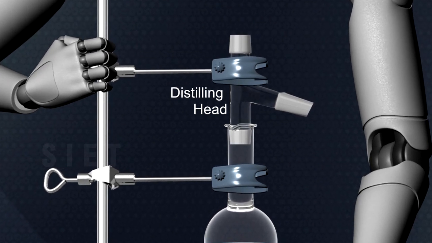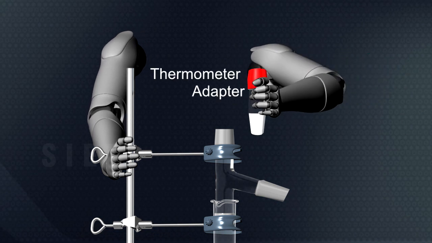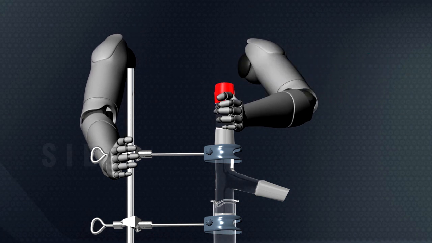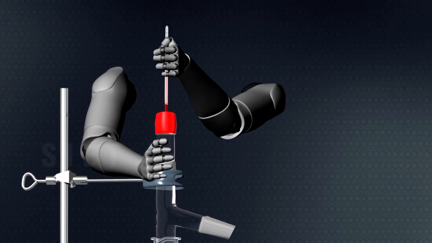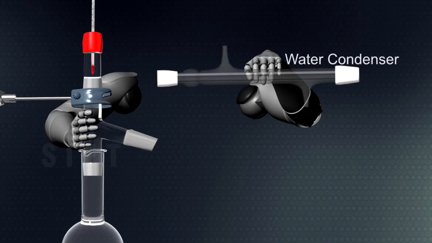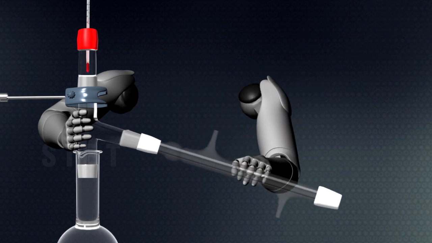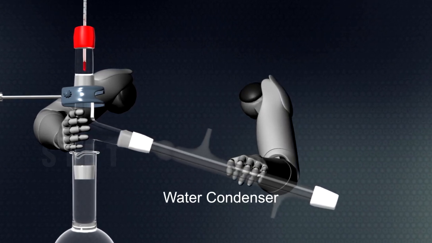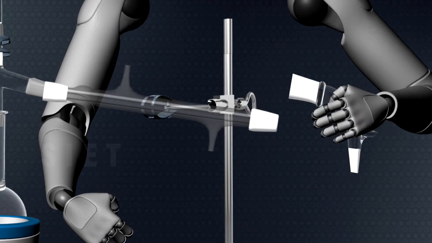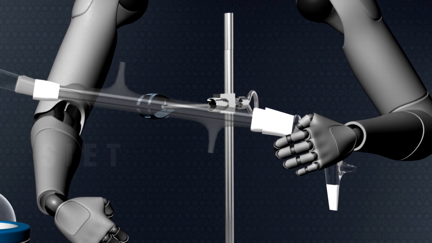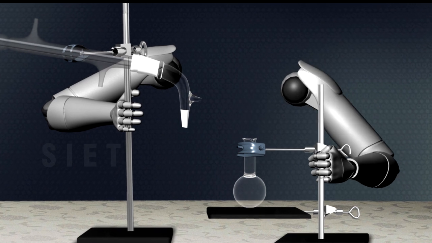Connect a distilling head to the RB flask and a thermometer adapter to the distilling head. Insert a thermometer through the thermometer adapter. Connect a water condenser to the outlet of the distilling head. Then, connect a vacuum adapter to the water condenser and connect a 100 ml RB flask to the vacuum adapter.